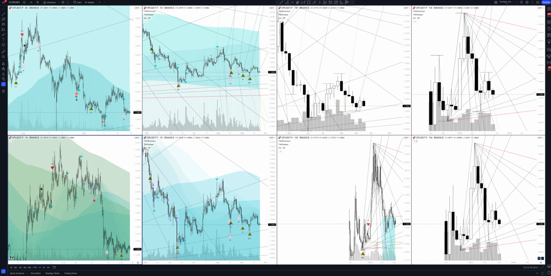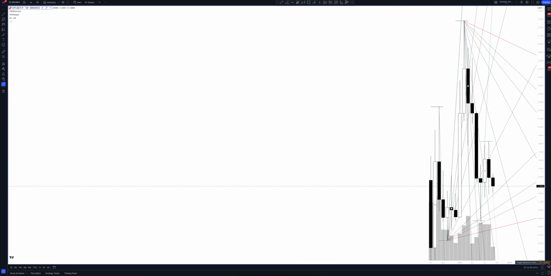Today we will take a look at Optimism cryptocurrency. Let's analyze the market situation and find out how you can make money on it. Let's start. We always start our analysis from the global market.